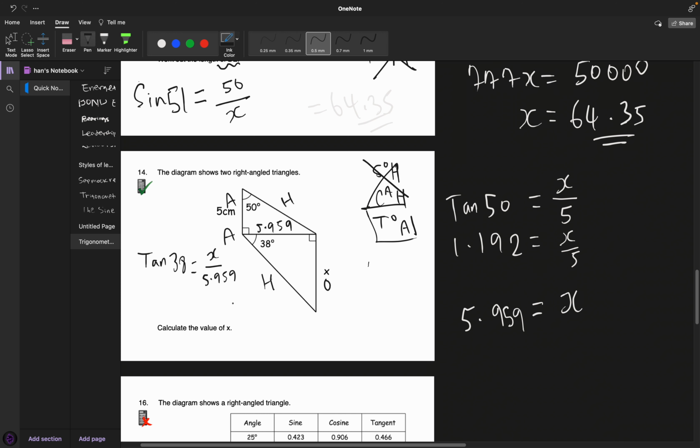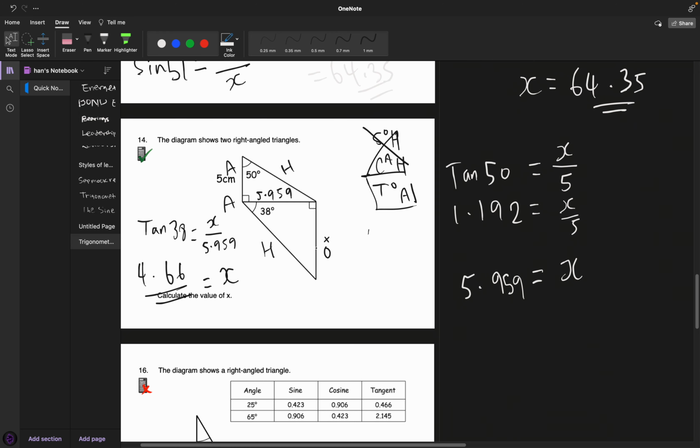And that'll give us x is equal to 4.66 to 2 decimal places. So x will have a length of 4.66. And does it make sense? Yeah, more or less. And just so you know, these lengths are not to scale. It's never to scale. So just make sure that the angles more or less line up.